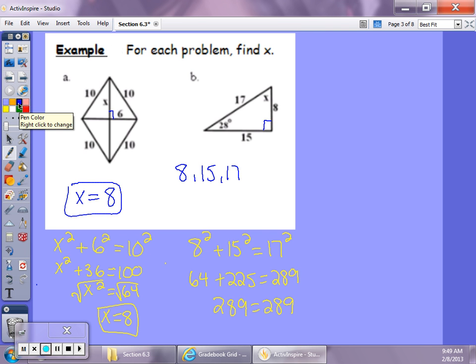So if we want to find x in this right triangle, we can go ahead and take 90 plus 28, which gives us 118. Okay, so we know that 90 and 28 is 118. So if we take 180 minus 118, we now know that the value of x is going to be 62 degrees. So therefore, x is equal to 62 degrees.